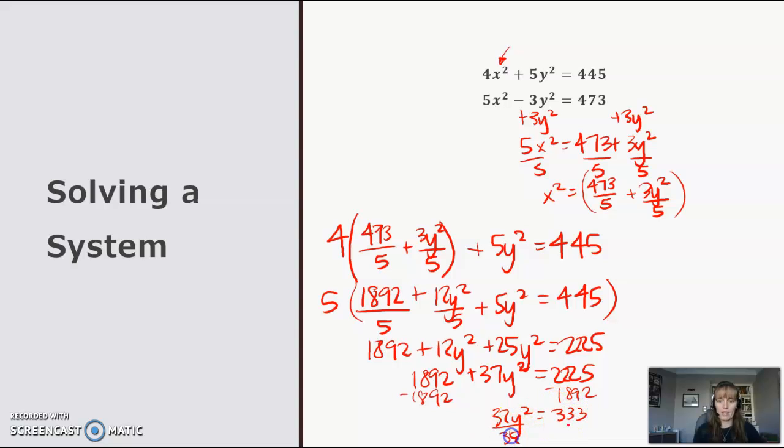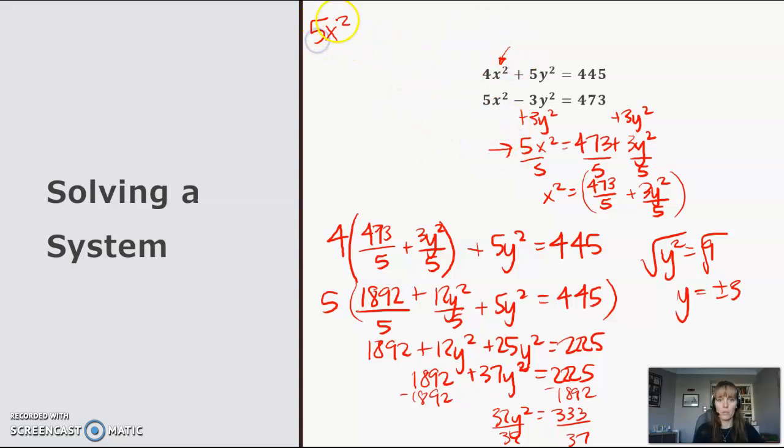I'm going to divide by 37, and y squared is equal to 9. And I'm going to take the square root. And when I take the square root, I get y equals plus or minus 3. Remember that this is only half of my solution because solutions are coordinates, right? X and y coordinates. So I'm going to take these y values and I'm going to substitute them into this equation right here to solve for x.